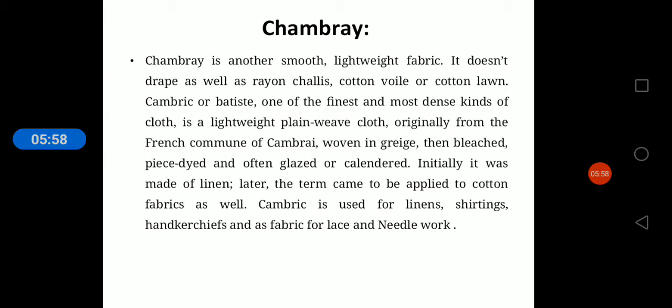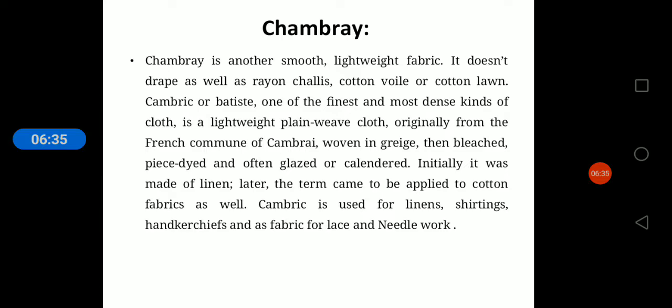Chambray. Chambray is another smooth, lightweight fabric. It does not drape as well as rayon challis, cotton voile or cotton lawn. Cambric or batiste is one of the finest and most dense kinds of cloth. It's a lightweight plain weave cloth originally from the French commune of Cambrai. Woven, it is dried, then bleached, piece-dyed and glazed or calendered. Initially it was made of linen.